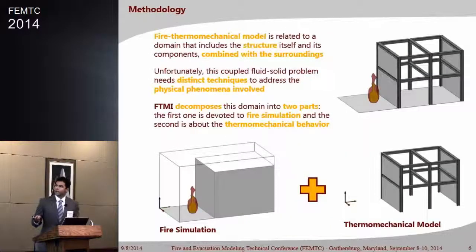So this fire-thermo-mechanical model is related to a domain that will include the structure itself and its components, where we have mechanical loads and thermal conduction, combined with the surroundings where we have flame and hot gas dynamics. Unfortunately, these coupled fluid-solid problems will need distinct techniques to address all the physical phenomena involved.